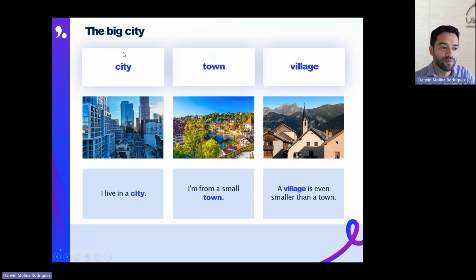Here we have this vocabulary: city, la ciudad; town, que es un pueblo; or village, que es una villa o un pueblo, también podría llamarse. Town podría ser una ciudad pequeña también. I live in a city. I'm from a small town. A village is even smaller than a town.